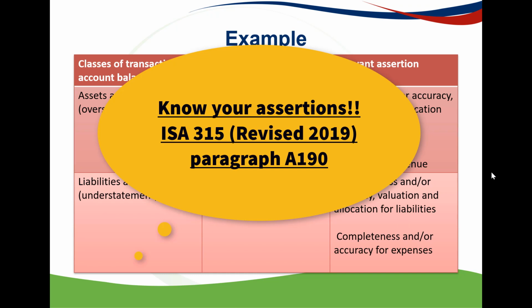Therefore, if you don't understand them and you don't know what they're all about, make sure that you refer to paragraph A190 of the revised ISA for the definitions of those assertions, and make sure that you differentiate between the ones for classes of transactions, which is typically your income statement items, and then also for your account balances, which is typically all the balances included in your statement of financial position. Okay.